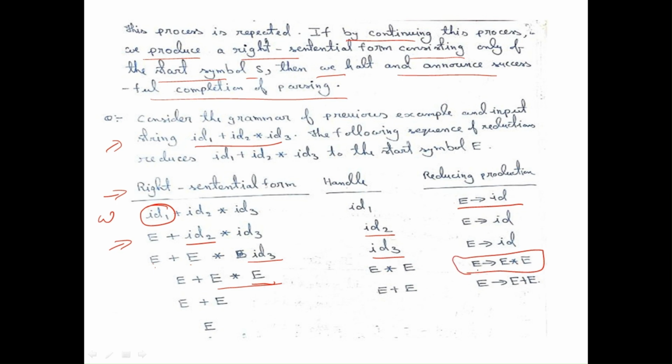Production was what? E is rewritten as E into E. So we are getting E plus E, and finally this E plus E is being replaced by E. So from W we are going to get the start variable.